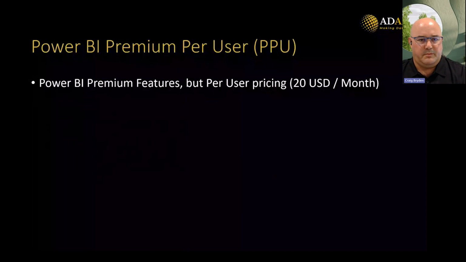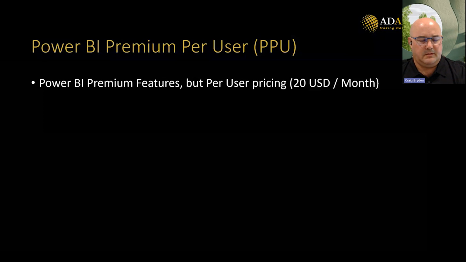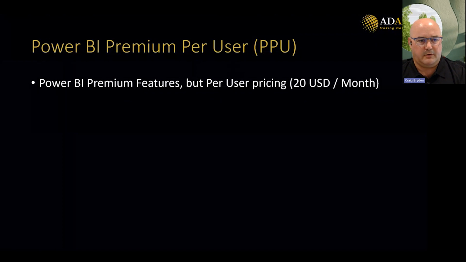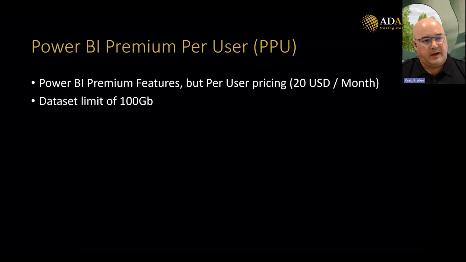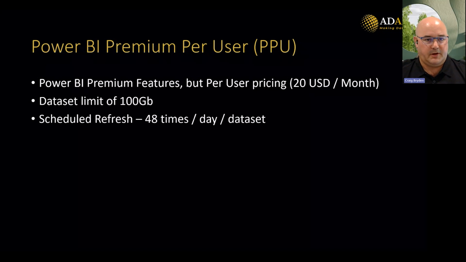Okay, so Power BI Premium per user is the next level up. This was created in order for small to medium-sized enterprises to get the power of what Power BI Premium, or Fabric now, well, what Power BI Premium previously offered, but at a per user price level. So this, as you can see, is double the price of Power BI Pro at $20 per month. But data sets can suddenly go from 1 gigabyte to 100 gigabytes. So that's a massive increase. And scheduled refreshes can now be performed 48 times per day per data set.